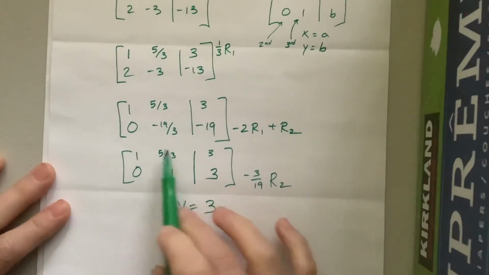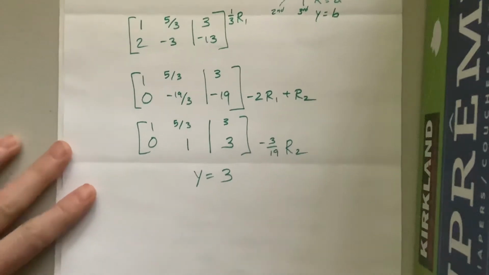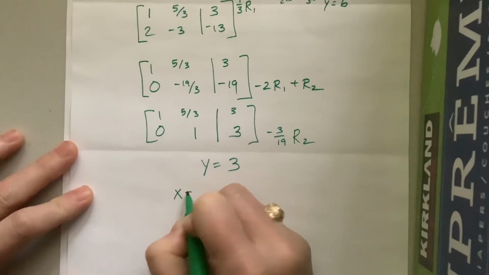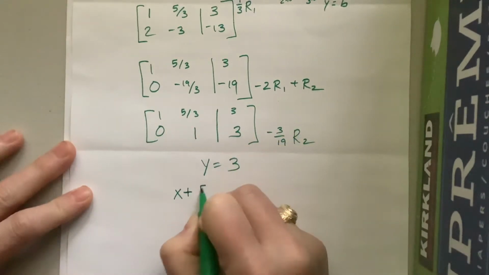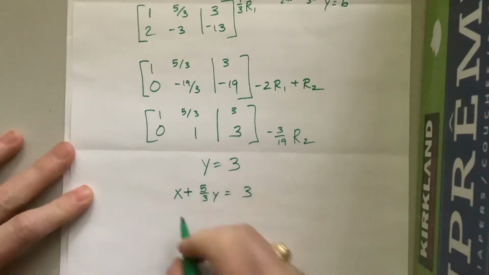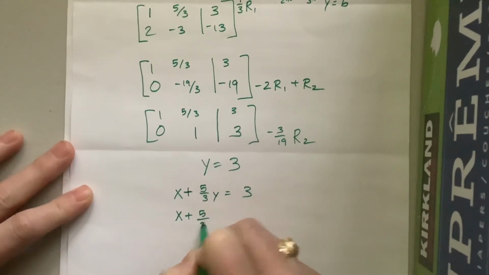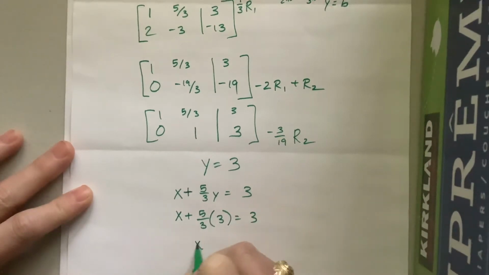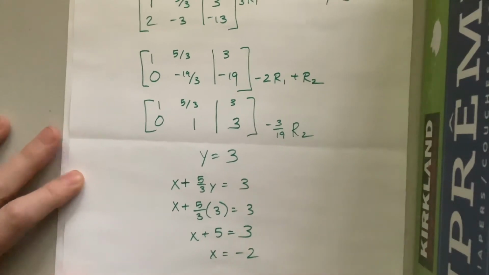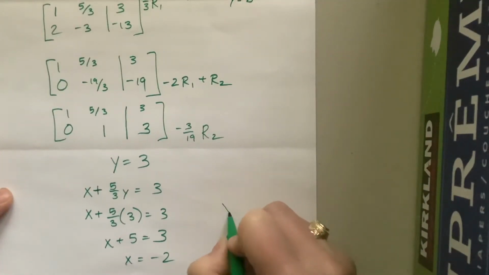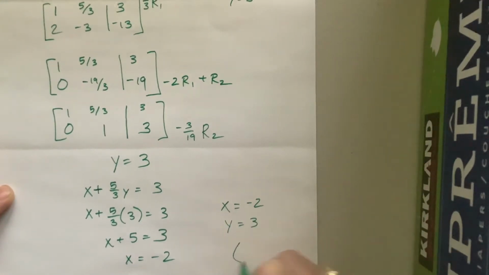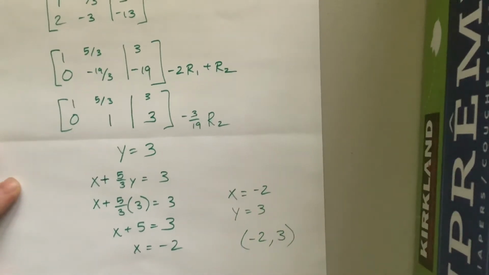So we could go ahead and try and get rid of this value, but it might be a little annoying. What they did here in the book at this point is they said, okay, well, this top row means x plus 5/3 y is equal to 3. Well, we just discovered that y is equal to 3, so we can say x plus 5/3 of 3 is equal to 3. So x plus 5 is equal to 3. Subtract 5, x is therefore equal to negative 2. So what we have done is we have found that these two lines intersect at the point negative 2, positive 3.